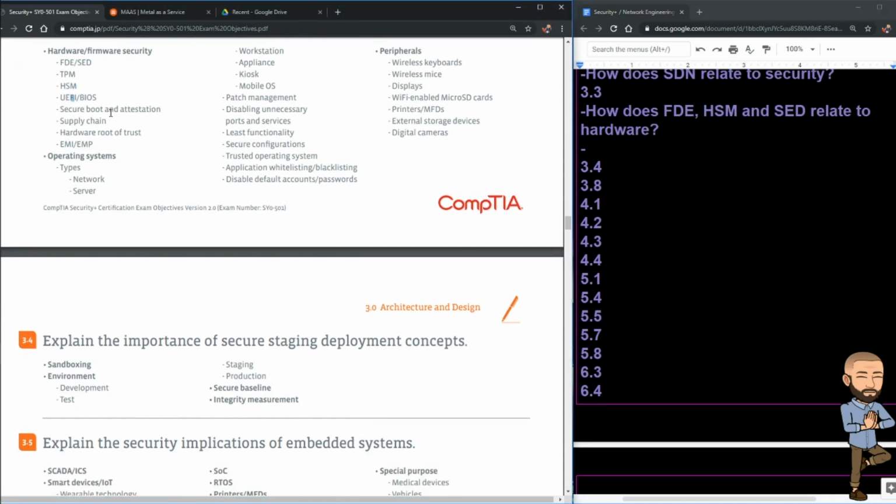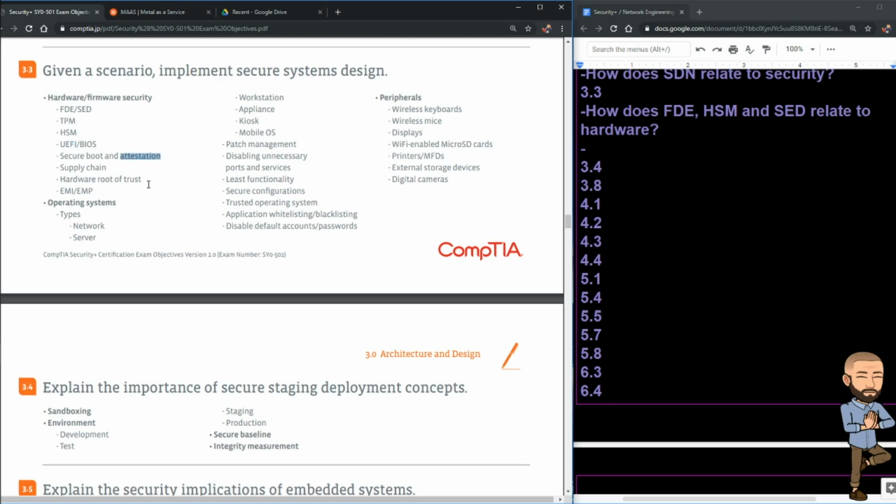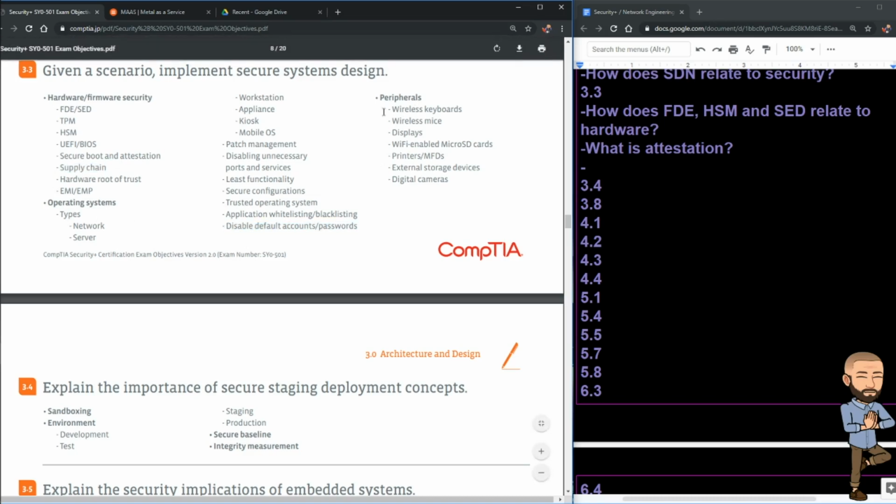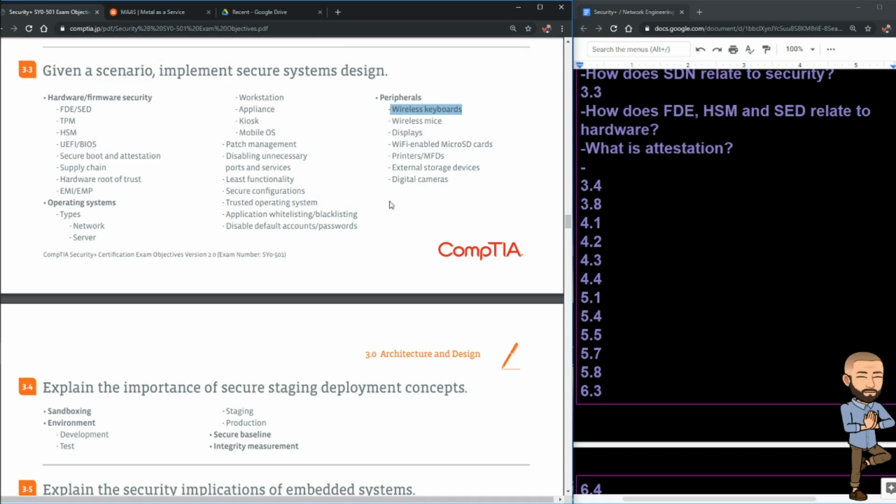UEFI, BIOS, know about that. Secure boot. And attestation. Just don't know what attestation is. Supply chain security is awesome. You can learn a lot about that listening to different podcasts. Of course, you should disable default account passwords. But other ones here are less obvious, maybe like the wireless keyboards. It was interesting to find out you could buy a fancy Bluetooth keyboard that encrypts your keystrokes as you send it to your computer. That was fancy. And then there's some new security around digital cameras because of our whole deep fakes problem. But I imagine that is not something that'd pop up on this particular 501 Security+ test.